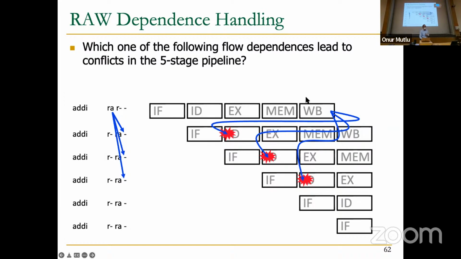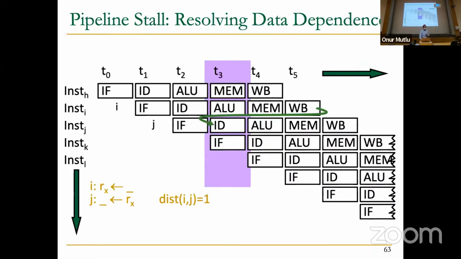Hopefully that makes sense. You're basically writing the value in cycle 5, but you're decoding this instruction in cycle 3. Well, that doesn't work because the value is not produced yet. And okay, there's an issue over there also. So basically, pipeline stall is one way of resolving the data dependence.